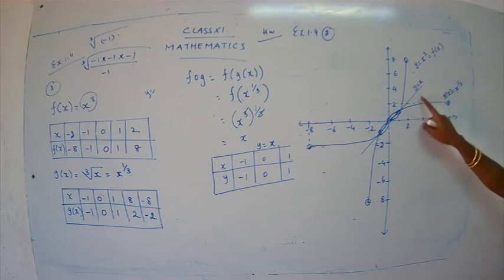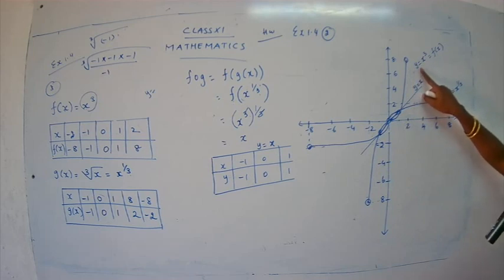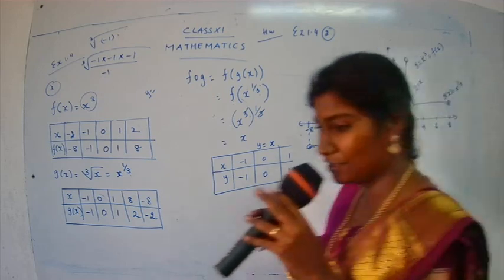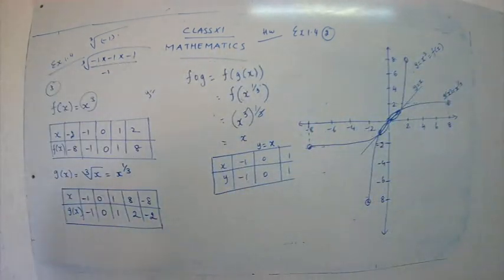That is, they are symmetrical. That is, they are inverses of each other. The functions are inverse. So y is equal to x cube and g of x is equal to x raised to 1 by 3 are inverse to each other. So that's what we get from the figure. Let's write down the explanation.